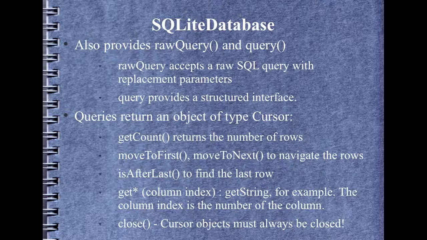We have getString, getInt, getBool, get whatever. Get on a column index is going to return the value at that column index as that type, and the column index is the number of the column. This is an integer. And then close closes the cursor object. We must always close the cursor objects. This is a low-level interface. If we don't close cursor objects, they remain in memory and cause leaks. So we must always close cursor objects.